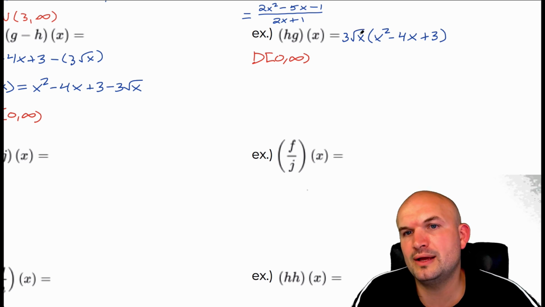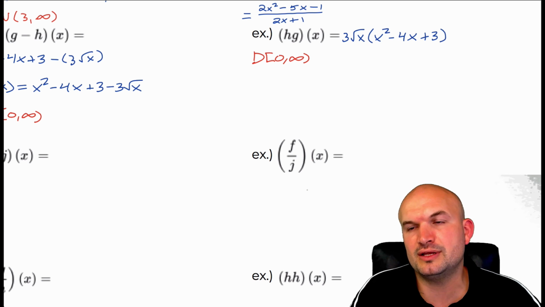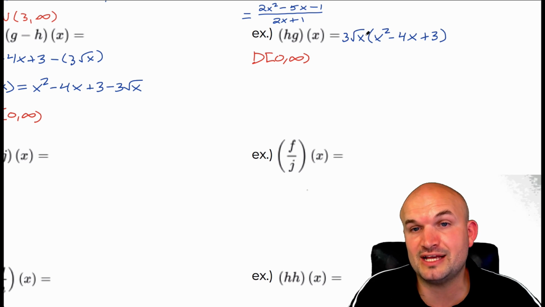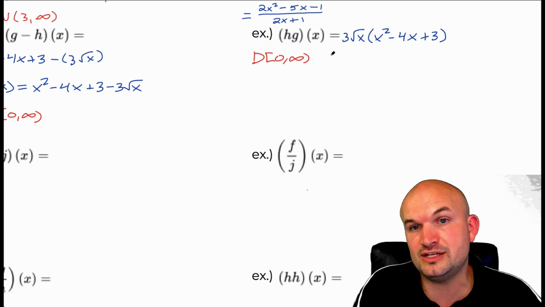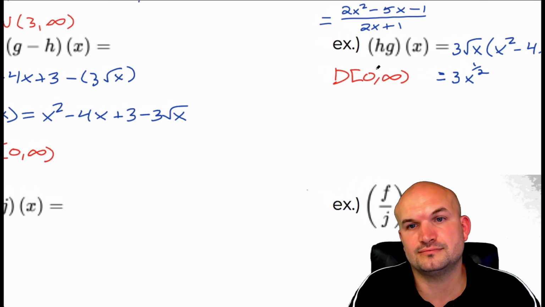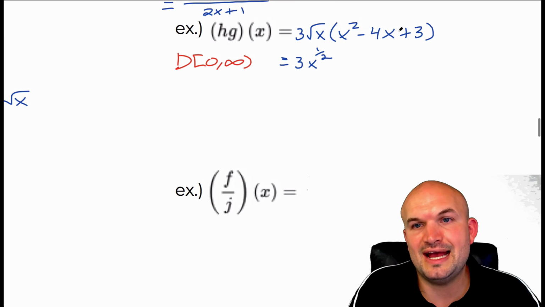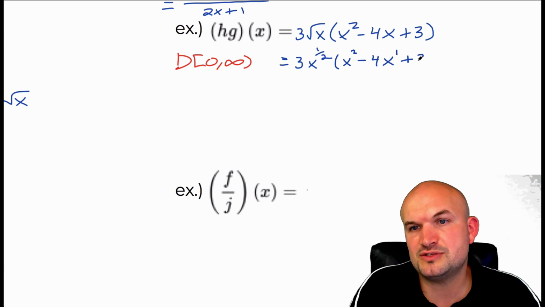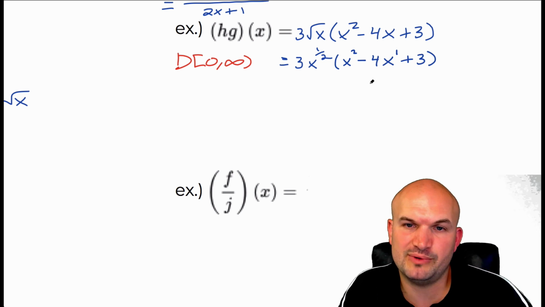So here, when we're multiplying, remember a couple of rules. First of all, I can rewrite any root as a rational power. So I could rewrite this as 3x to the 1/2, right? And then times x squared minus 4x to the first power plus 3. You could write x to the 0 if you want to, but we don't really need to.